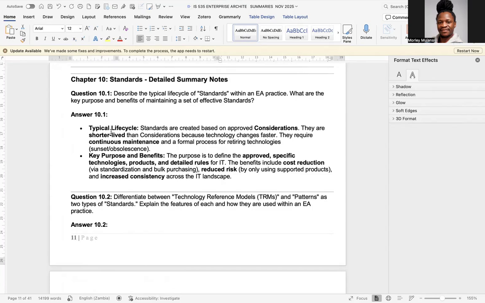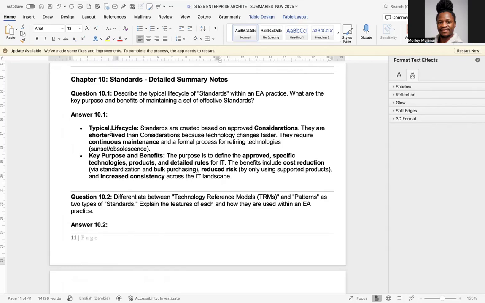So standards are technical rules. We should always remember that. Standards are technical rules of the enterprise. They are shorter lived than considerations. Because technology changes rapidly, they require continuous maintenance and a formal process for retiring technologies, often called a sunset. When we say we're sunsetting the system, it means that we are retiring it. And the key purpose is to define the approved specific technologies, products, and detailed rules for IT.